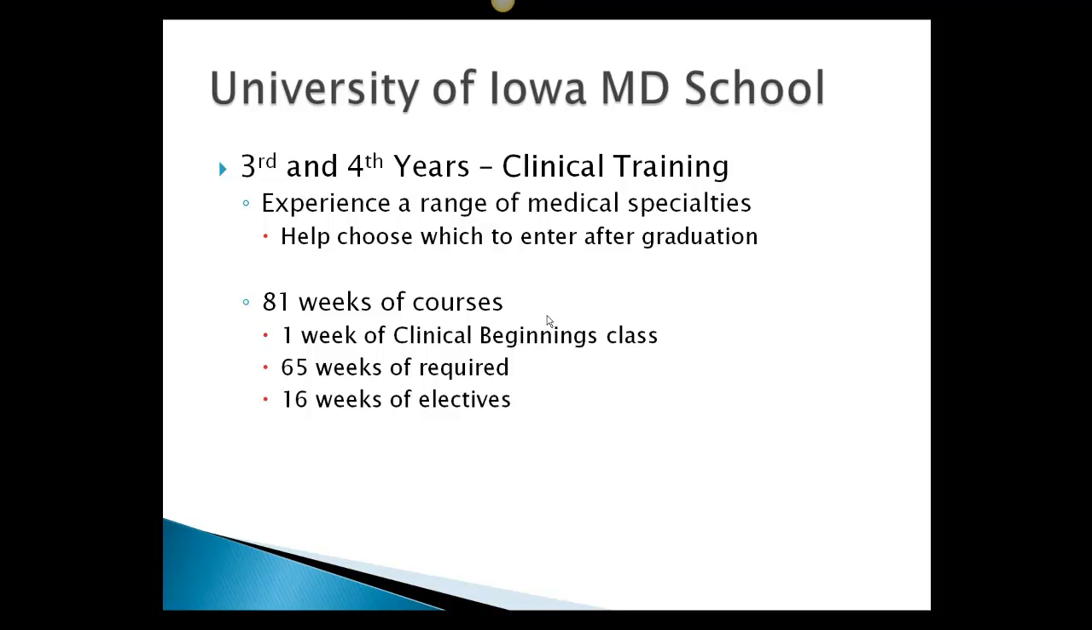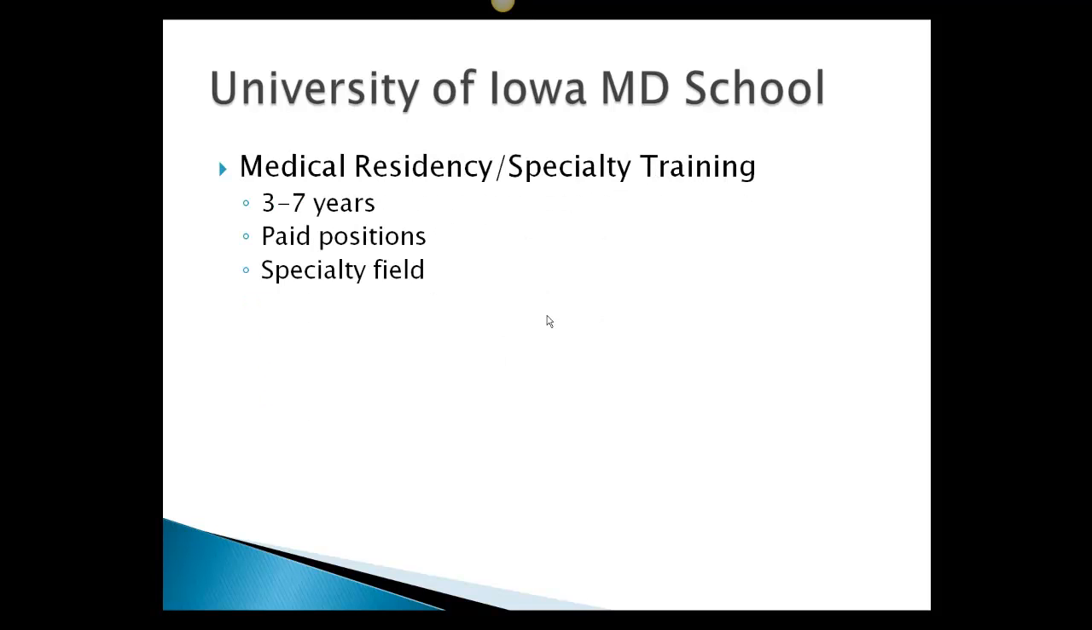So like in the pharmacy degree, you had 1 year, but to be a doctor, you have to have 2 years. And it's 81 weeks of courses. The first week is a clinical beginnings class, and there's 65 weeks of required courses, and then there's 16 weeks of electives. Residency comes after medical school, and it could take 3 to 7 years, depending on the specialty field, and it is a paid position.